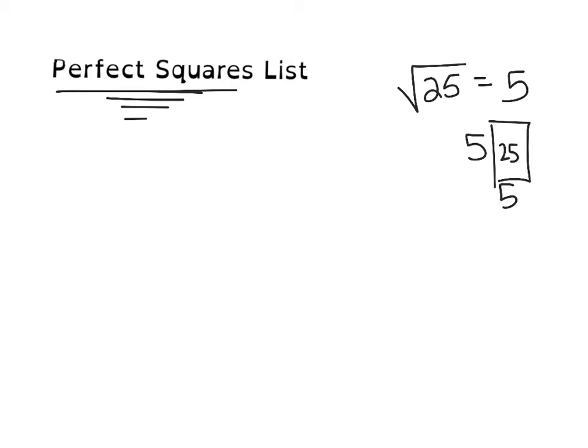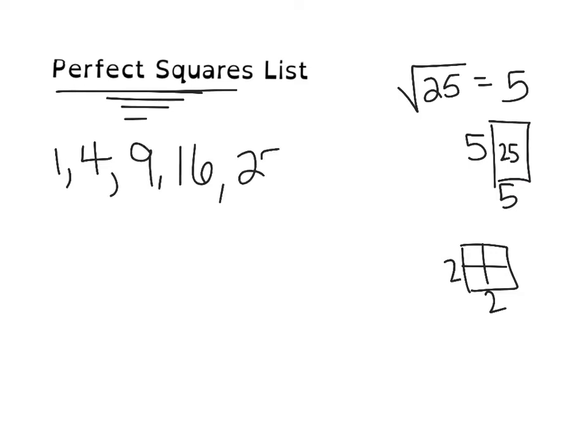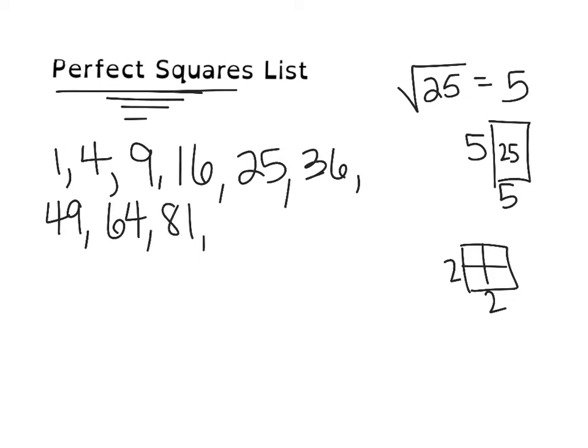So I'm going to start with 1. 1 times 1 is 1 if I had a 1 by 1 square. 2 times 2 is 4. That would be if I had a 2 by 2 square. The area would be 4. 3 by 3 is 9. 4 by 4 is 16. 5 by 5 is 25. 6 by 6 is 36. 7 by 7 is 49. 8 by 8 is 64. 9 by 9 is 81. 10 squared is 100, 11 squared is 121, 12 squared is 144, and that's probably enough for now.